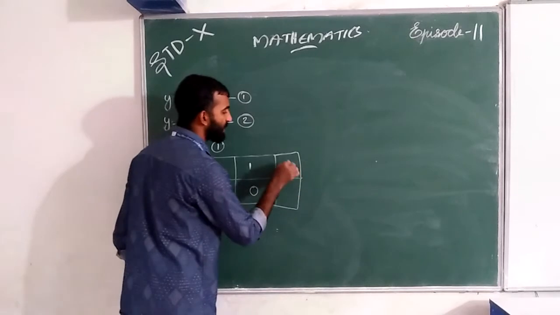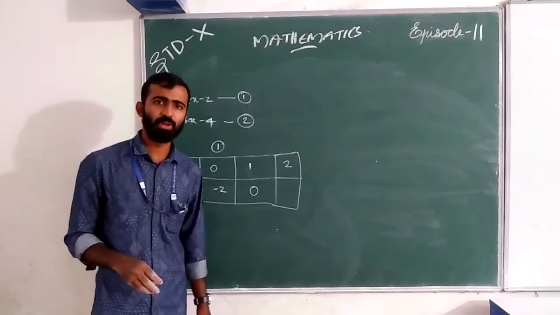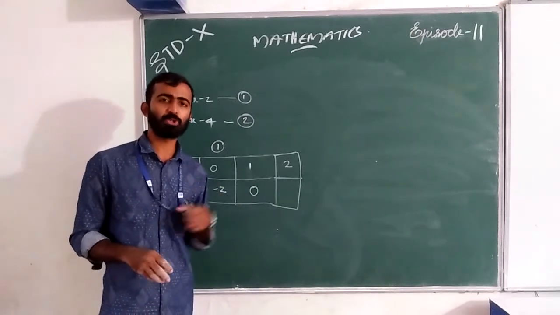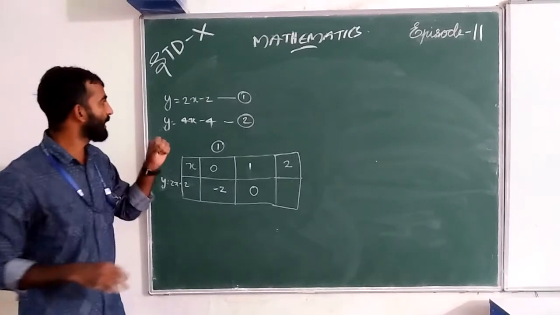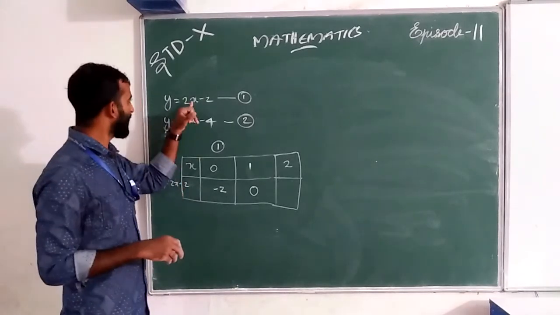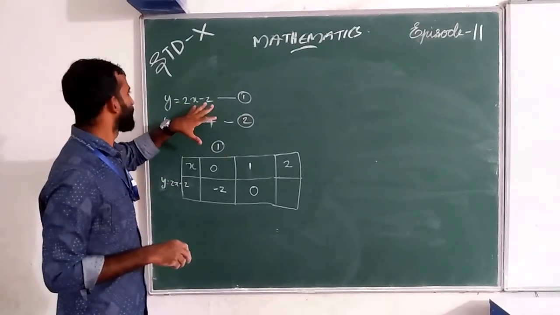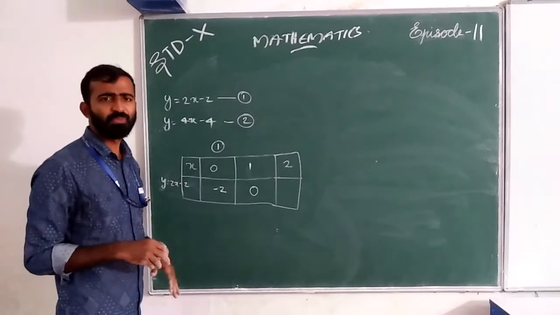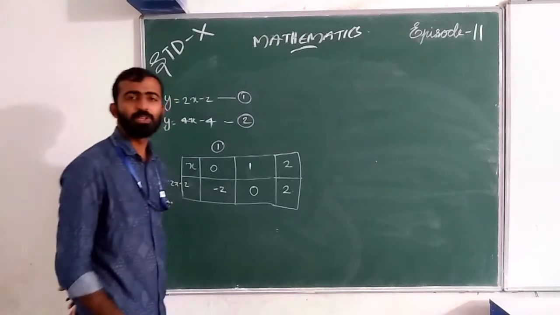And the next value is 2. I take the value of x as 2. Then what do we get? From equation 1, 2 into 2 means 4. 4 minus 2, what do we get? 2.